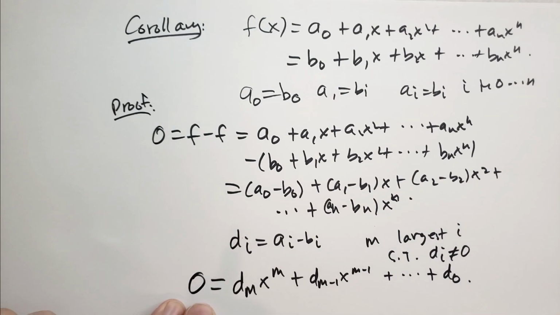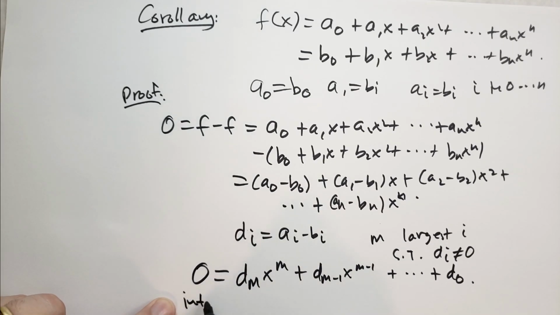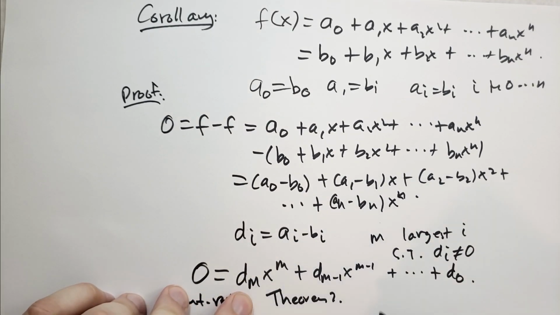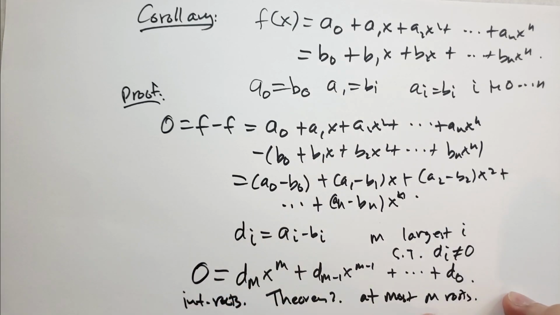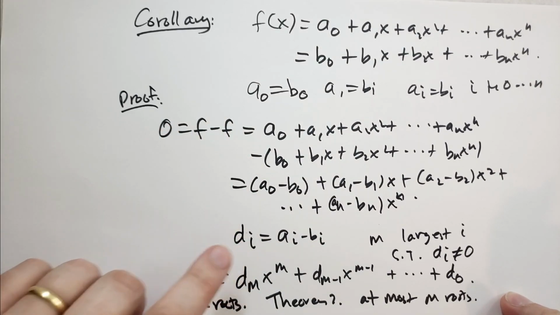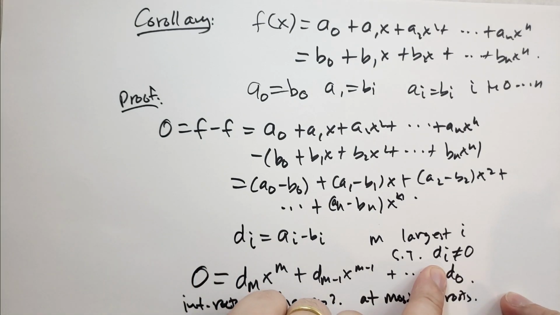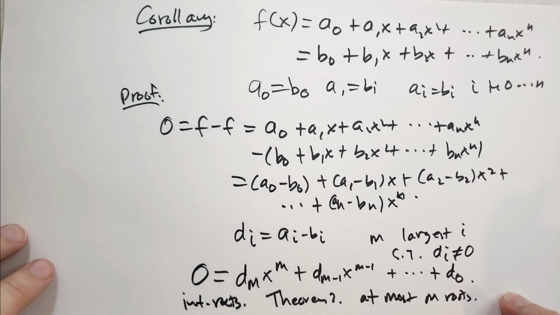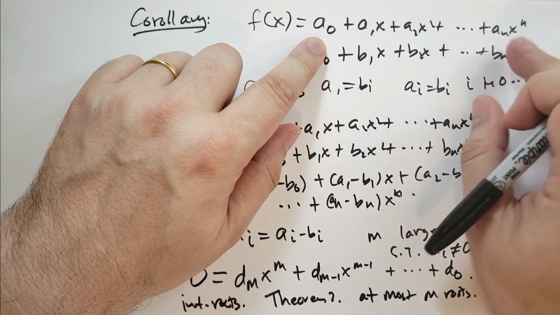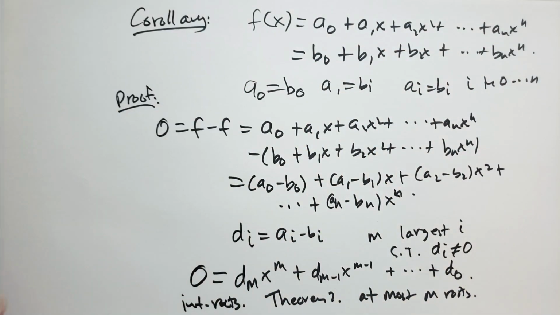Now, note that this is 0 for all values of x, so it has infinite roots. However, according to theorem 2, this should only have, at most, m roots. Okay, so theorem 2 says you can't have any more than m roots. And the fact that it's a 0 function says you have, in fact, infinite roots. And so this is a contradiction. And so if you were to assume that any di was not 0, okay, then we would violate theorem 2, and so it's not possible. So that's the corollary there. So we have, in fact, only one way to represent any polynomial with a unique set of coefficients.